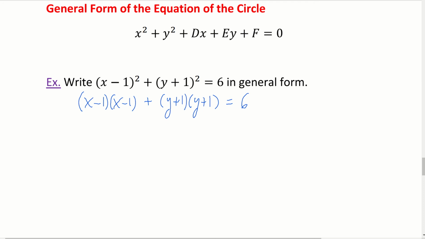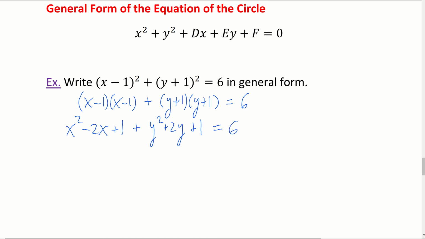Use your distributive property or FOIL it, whatever you like to call it. You need to distribute this out. If you do so and combine your middle terms, this first parenthesis will produce an x squared minus 2x plus 1. Plus over here, again, we need to distribute this one out. Again, FOIL or distribute. Combine like terms, you're going to get y squared plus 2y plus 1 equals 6.